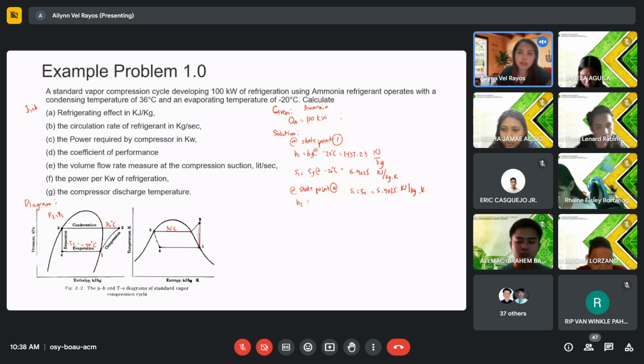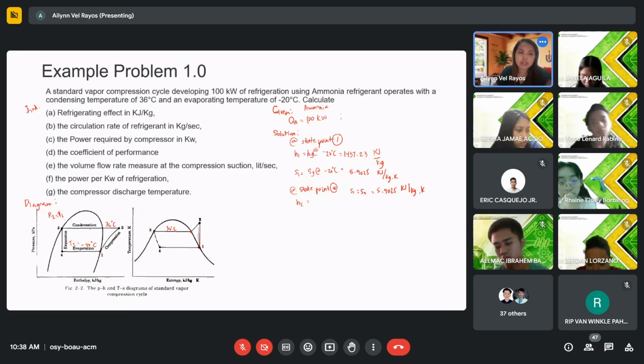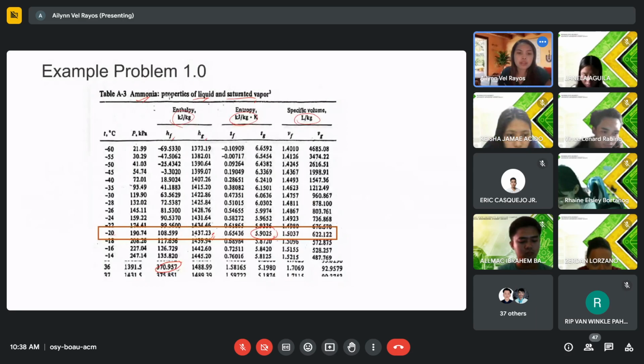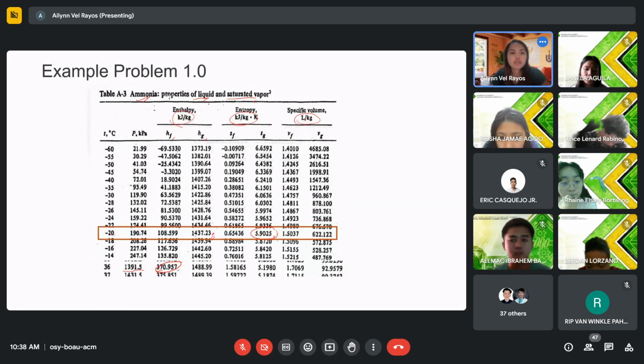So, paano natin makukuha yung pressure 2, pressure 3 natin? So, dito, hindi natin makukuha. Pero dito, makukuha natin. Kasi condensation temperature natin is 36 degrees Celsius. So, pwede natin kunin yung pressure at 36 degrees Celsius. Using yung table. So, pressure at 36 degrees Celsius? Ito pala yun. Clear ba? So, 36 degrees Celsius, pressure natin is 1391.5.